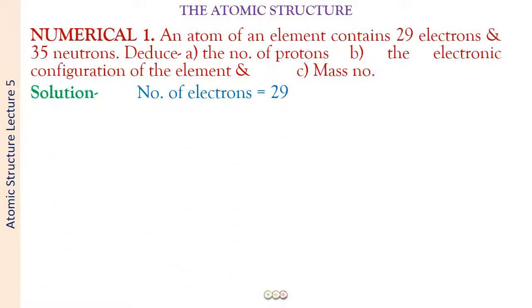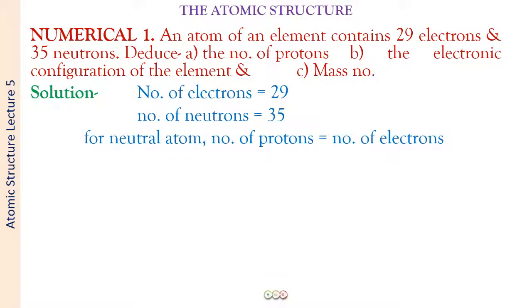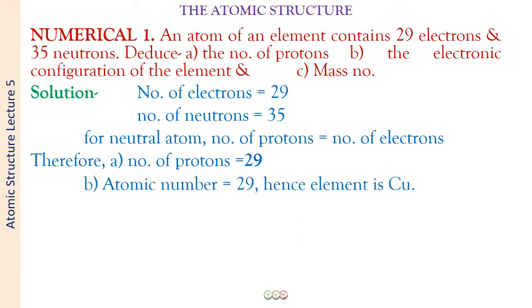So we have the number of electrons to be 29, the number of neutrons to be 35. For the neutral atom, the number of protons would be equal to the number of electrons, right? So the number of protons is equal to 29. The atomic number therefore is 29, and hence this element is copper. The next question asked is about the electronic configuration of the element.